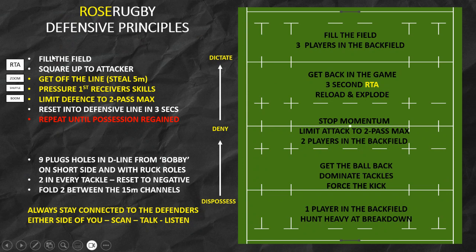And while it looks like a lot, there's 6 points there that make up our defensive system. There's way more in our attacking system, but there's 6 points that make up our defensive system. Within that, fill the field, square up the attacker, that's our RTA. That's our return to action, that's our reload. Get off the line is our zoom. Pressure first receiver skills, shuffle, and then limit the defense to two passes max, that could be our boom. And then from there, we reset, we RTA, we return to action.